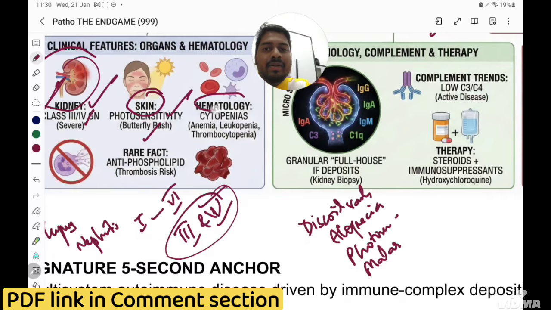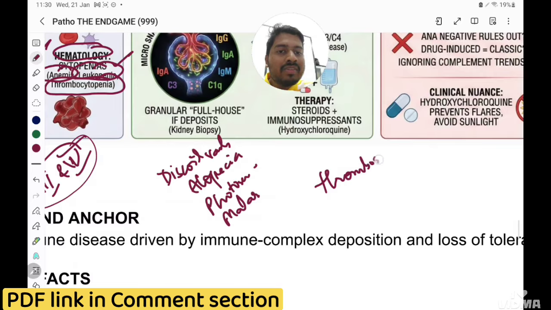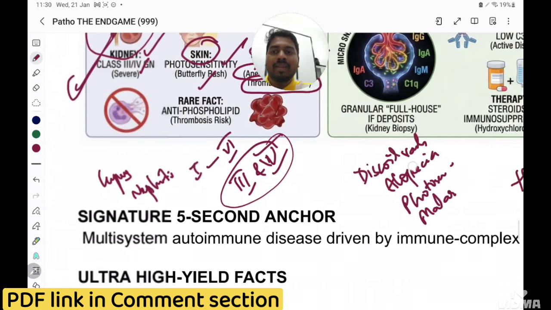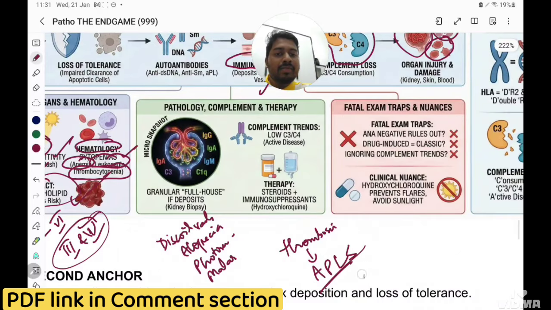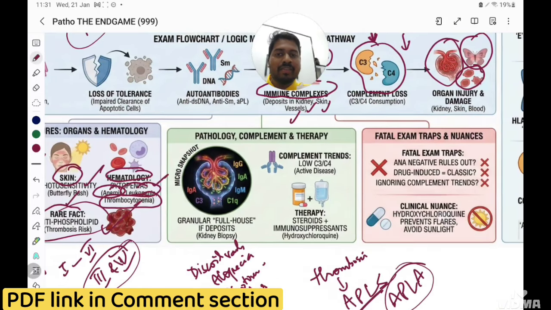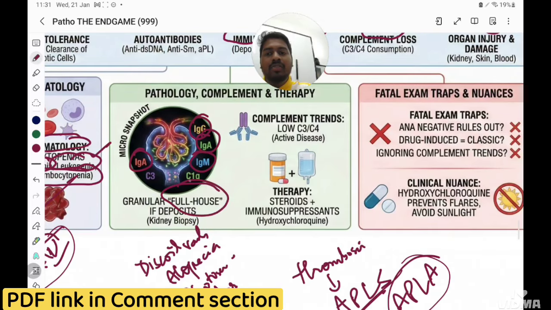Now, in the hematological aspect, it can lead to cytopenia. It can cause anemia, leukopenia and thrombocytopenia, and rarely it can also cause thrombosis. Thrombosis happens when there are antibodies against the phospholipid membrane, known as antiphospholipid syndrome, which causes increased thrombosis. The antibodies involved are APLA antibodies. In the kidney, when you see it under microscopy, all types of immune complexes are deposited, IgG, IgM, IgA, all of them. So it is known as full house granular deposition on kidney biopsy.